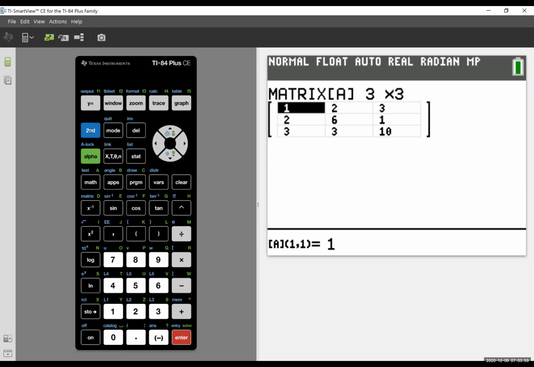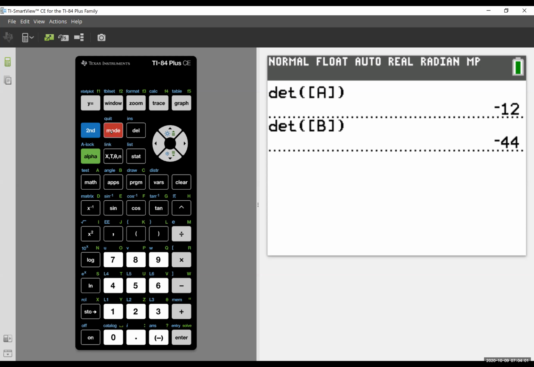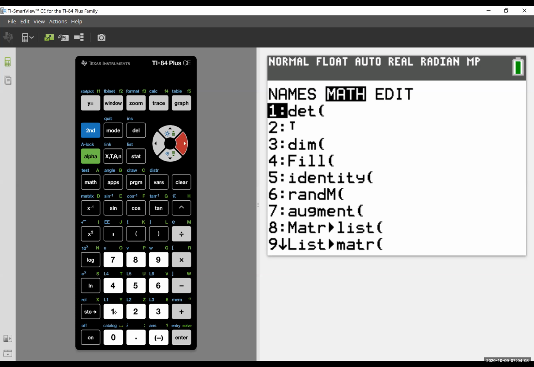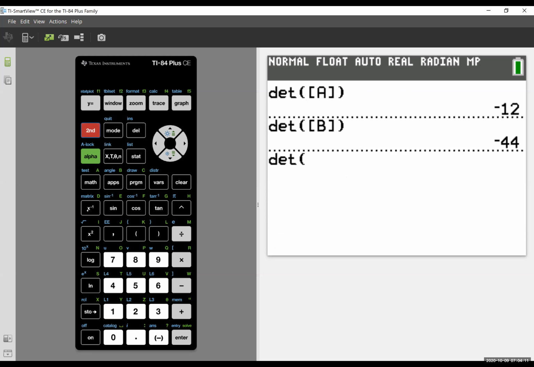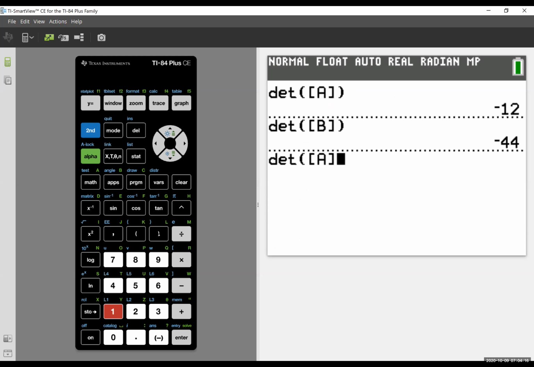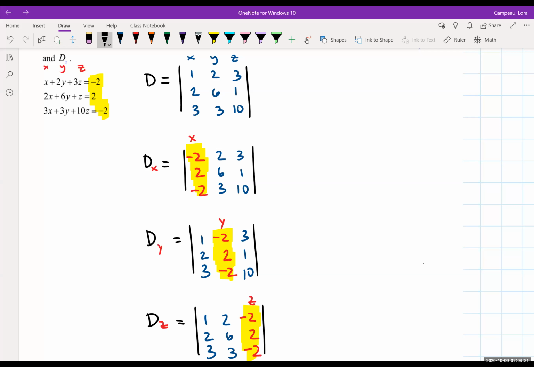So at this stage, if you're interested, you can find the determinant. Second x inverse. We're going to scroll over to math, item number 1, and then we can call up our A. Second x inverse, matrix name A. Press enter, and we have what D is. So D is negative 13. So let's write that in as we go, that way we don't get confused. Remind ourselves right away, D equals negative 13.